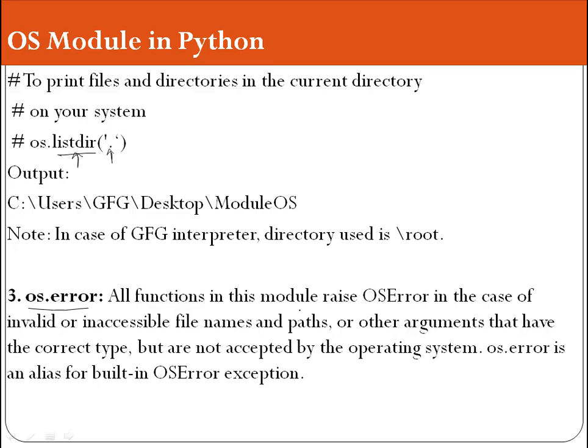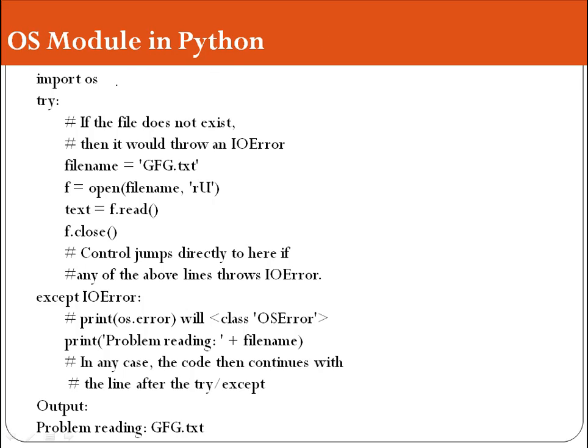os.error: all the functions in this module raise OSError in the case of invalid or inaccessible file names and paths, or other arguments that have the correct type but are not accepted by the operating system. So os.error is an alias for the built-in OSError exception. Let's see, import os. This is exception handling, which we will learn in the next lecture. If the file does not exist, it will throw an IOError. Suppose this is the name, and you are opening the file.